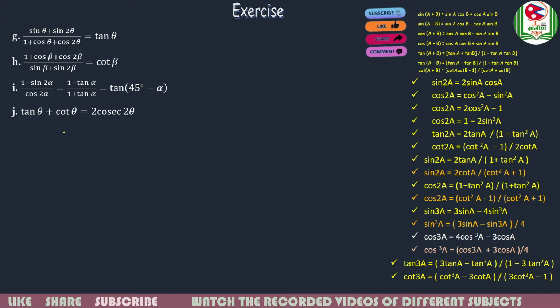Okay, so we have two last ones. In J, we have to prove tan theta plus cot theta equals 2 cosec 2 theta. We know tan theta is 1 by cot theta, and cot theta is again 1 by tan theta. So you can do it in any way.